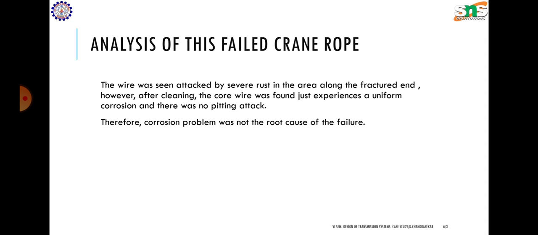The wire was attacked by severe rust in the area along the fractured end. However, after cleaning with a nitric acid solution, the rusted wire was found to have only uniform corrosion, and there was no pitting attack. So this corrosion is not the cause of the fatigue failure of the rope. There may be some other reason, so they need to find the root cause of the failure.